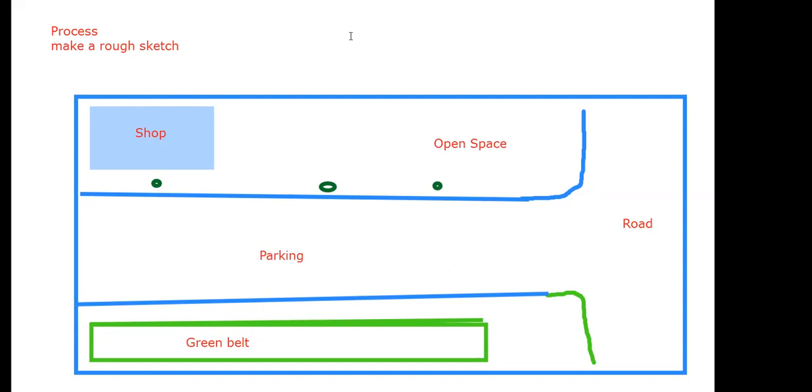Now that we have the rough sketch, we are marking the points which we will measure. So first, along the shop, we have to mark this point of the shop, this point, and we will mark this point.